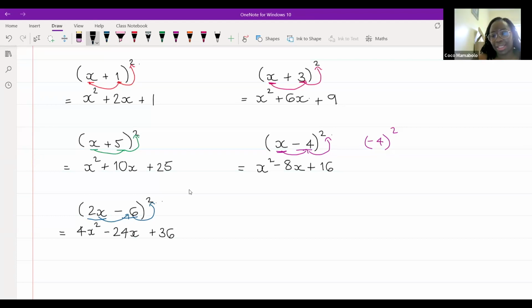Give me a thumbs up. How are we feeling about this method? Are we okay with it? Beautiful, guys. Amazing stuff. Excellent. So this is the first shortcut we're going to learn.